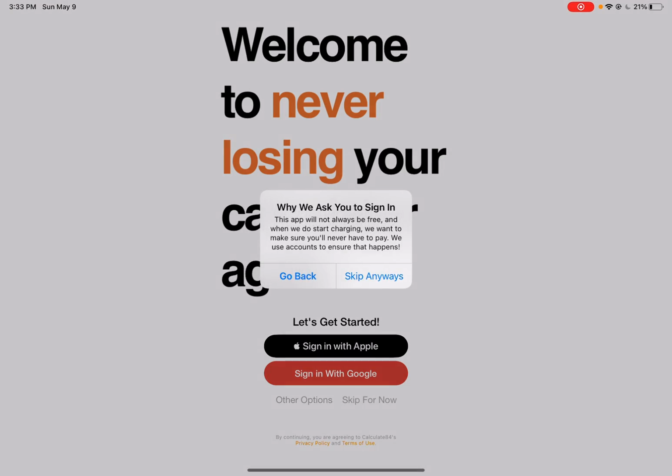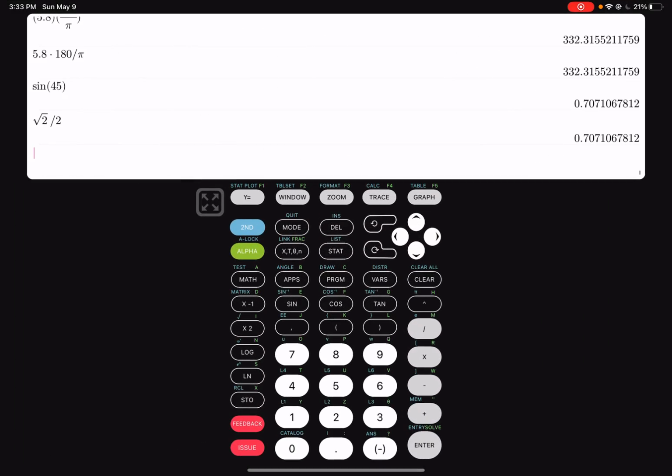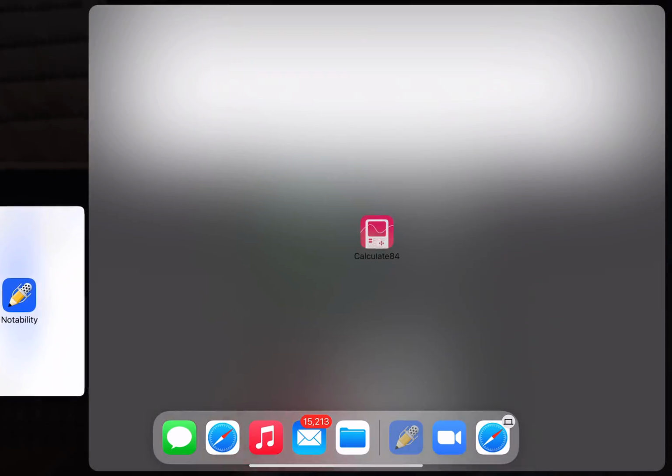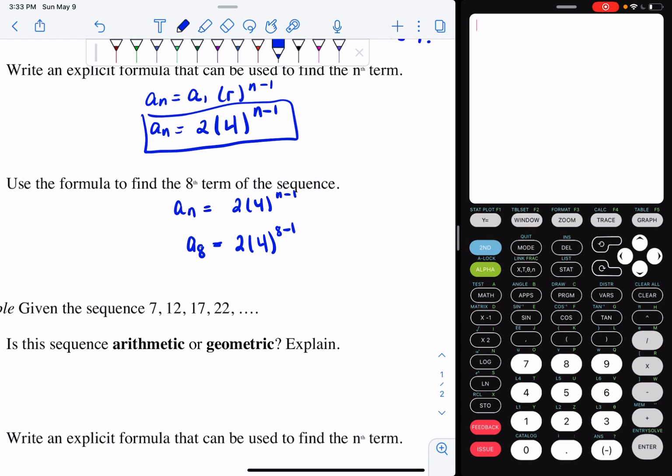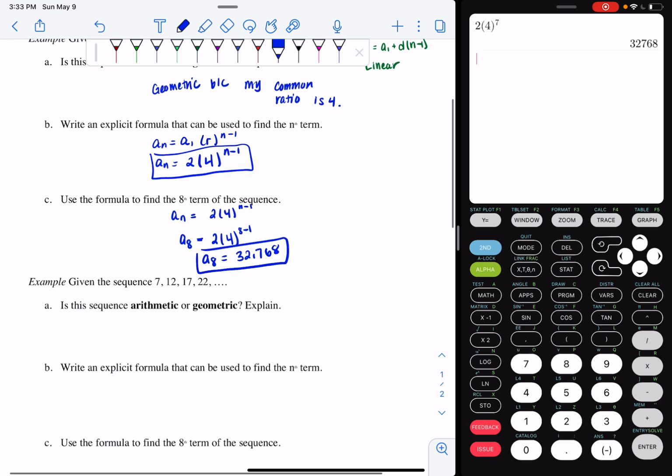I'm actually going to use my graphing calculator. So when I use my graphing calculator, I'm going to type in 2 times 4 to the 8 minus 1. Well, 8 minus 1 is just 7. Tell me what you get. Very good. I get 32,768. So I can say the 8th term of this sequence is 32,768. And that's my final answer.